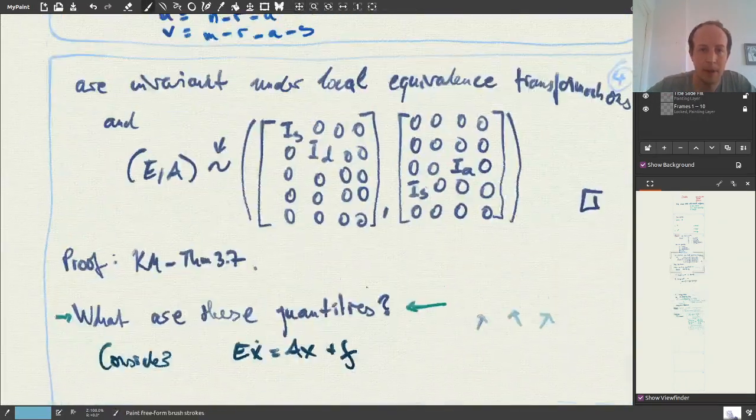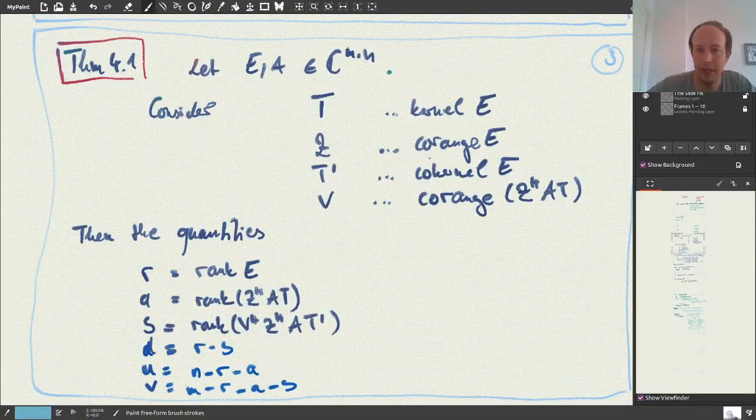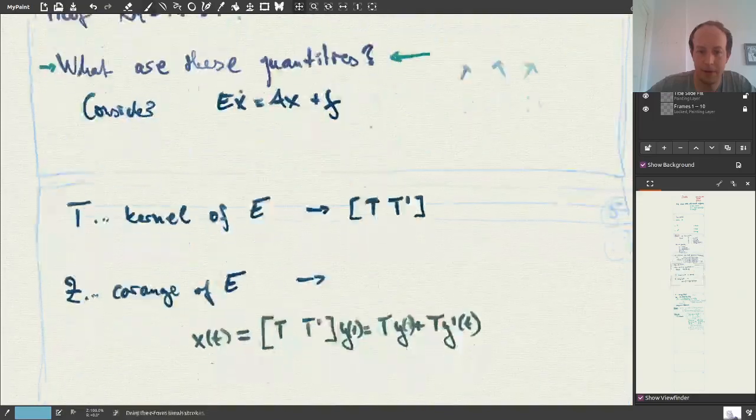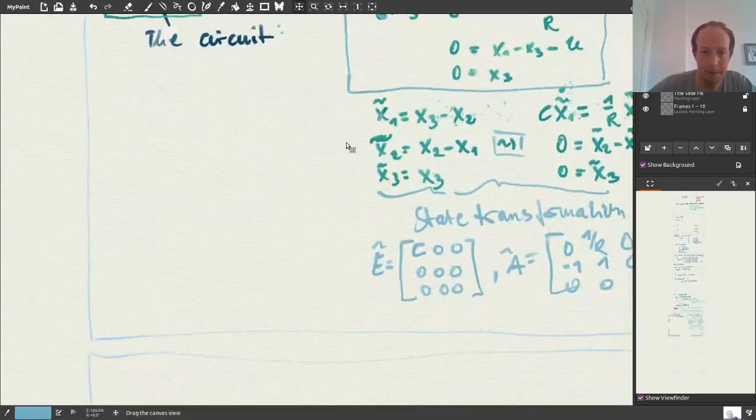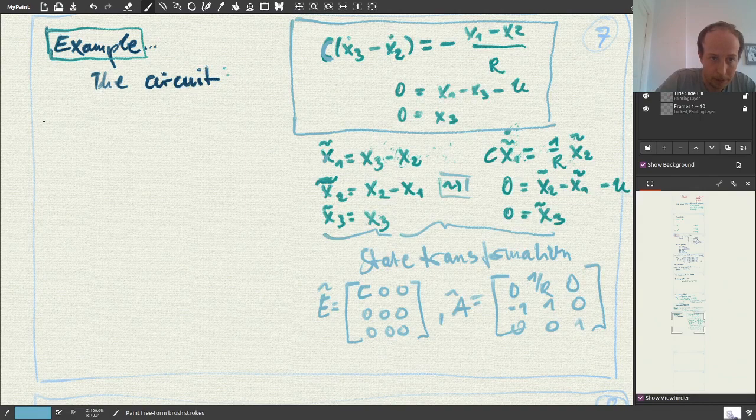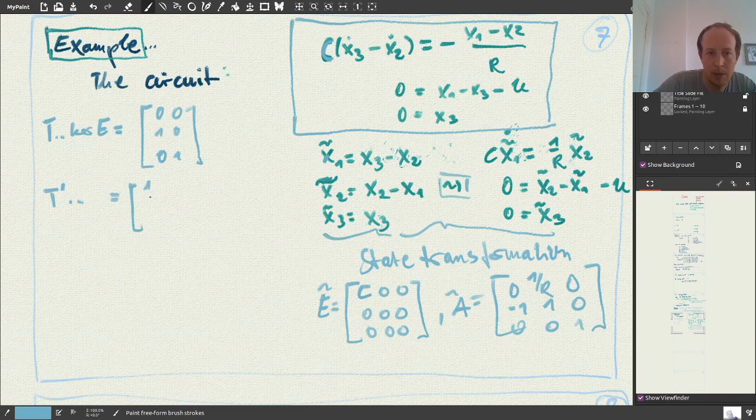We go: kernel of E, co-range of E, co-kernel, and co-range of this thing. And that we can do. So T, the kernel of E, is this matrix 0 0 1 1 1 0 0 1. Well, that you should see. That spans the kernel. Then we need T dash to put it there. This should complete this matrix, and this will be the 1 0 0.